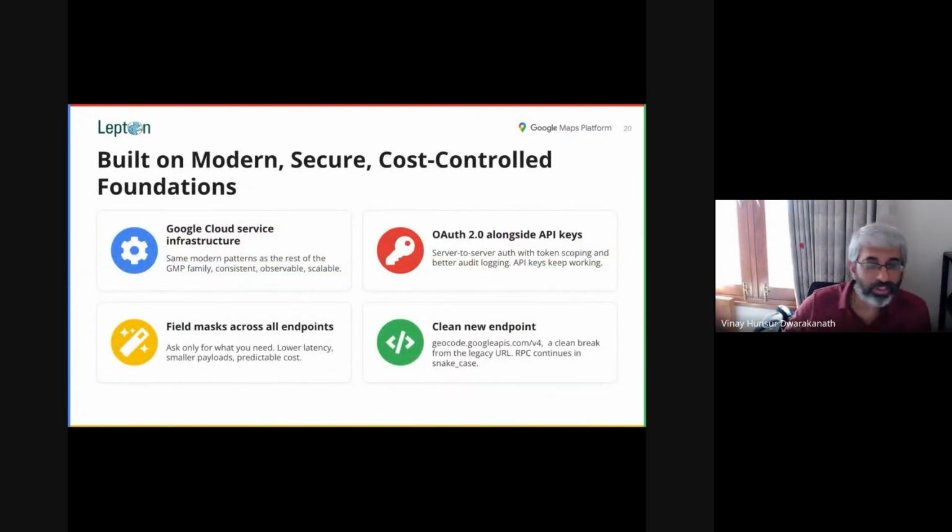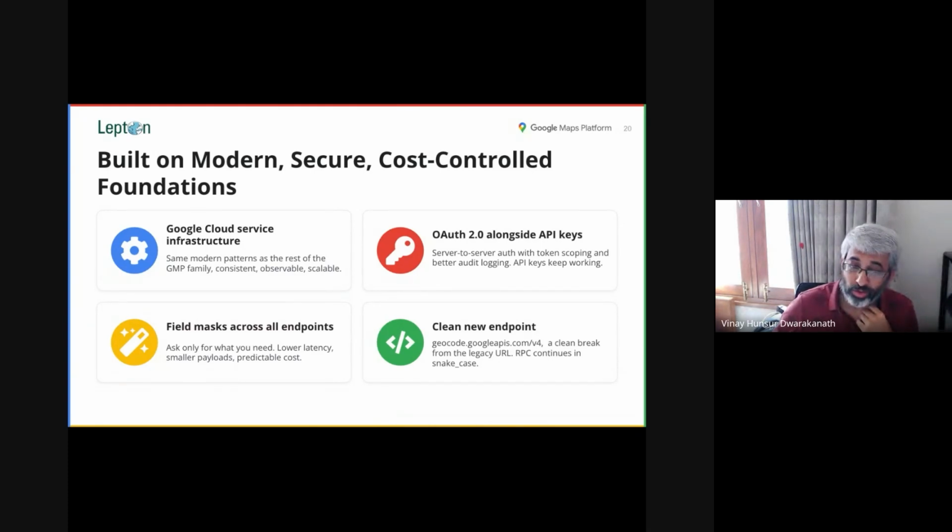Okay, modern infrastructure. So Google Cloud Service Infrastructure is what V4 is built on. It has the same modern patterns as the rest of Google's APIs. Only 3 words I would use to describe: reliable, observable, and scalable, right? Authentication alongside API keys. For server-to-server calls, you can use authentication tokens, better security, better audit logging. Your existing API keys still work.